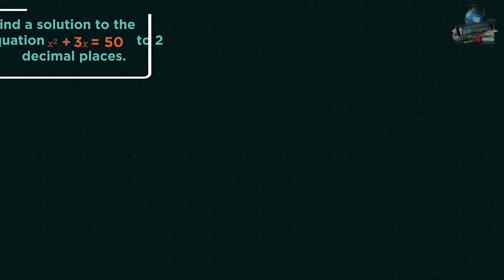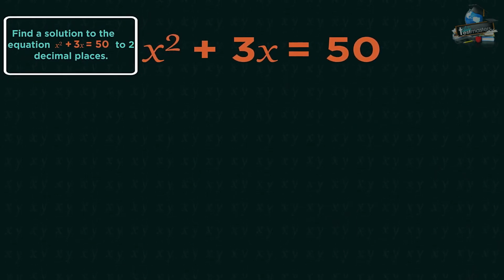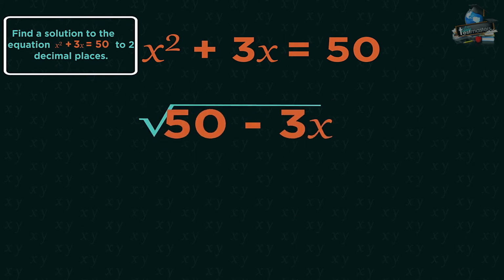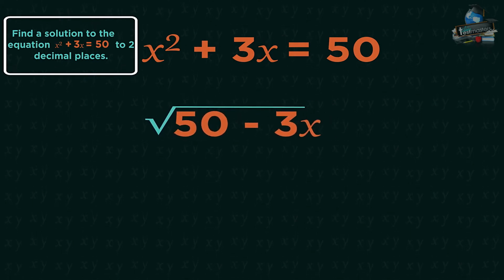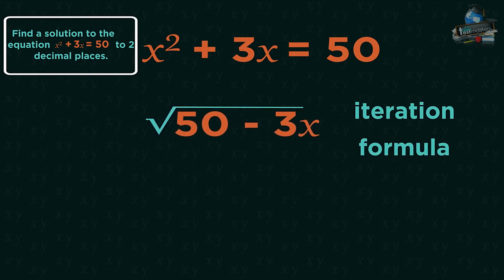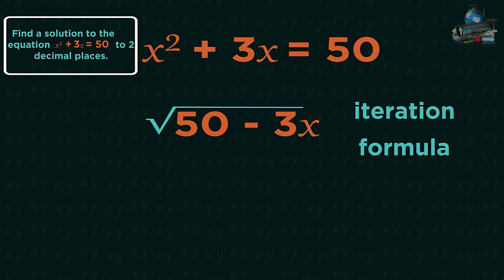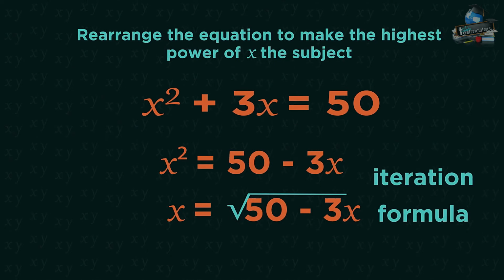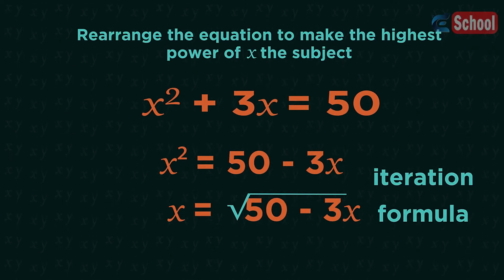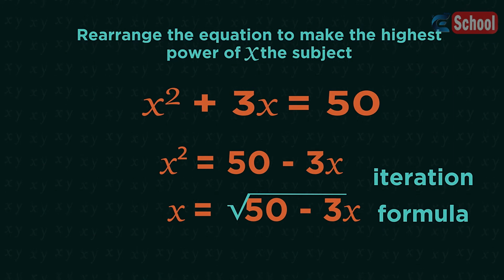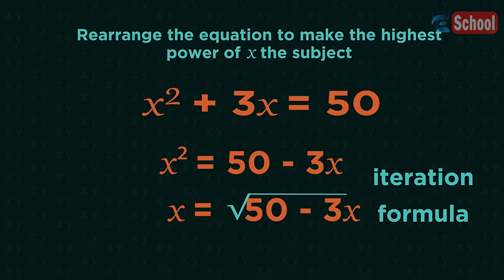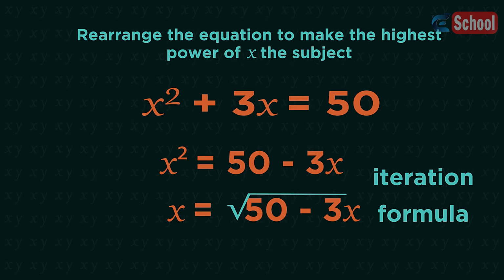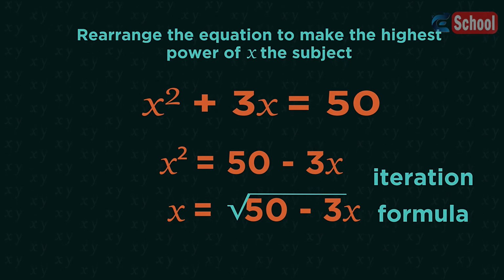It's a repeated cycle. Although the question was this formula, we used a rearranged version in our flow diagram. This rearranged version is called the iteration formula. You are usually given the iteration formula in the question, but if you aren't, it's quite simple. You simply need to rearrange the equation to make the highest power of x the subject. We then repeatedly use this iteration formula to find the solution.